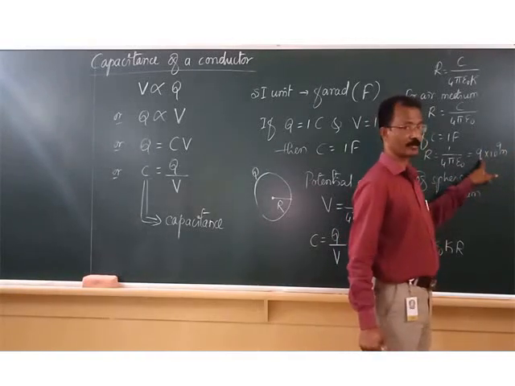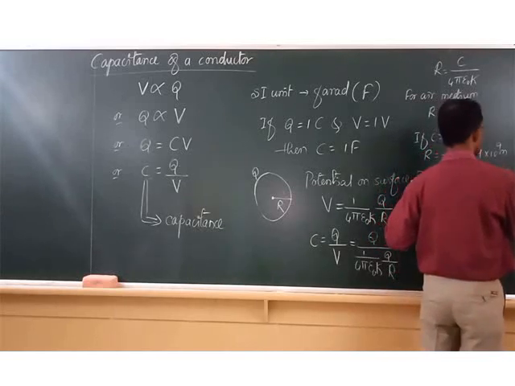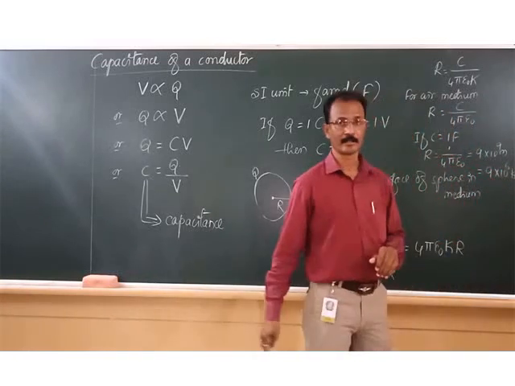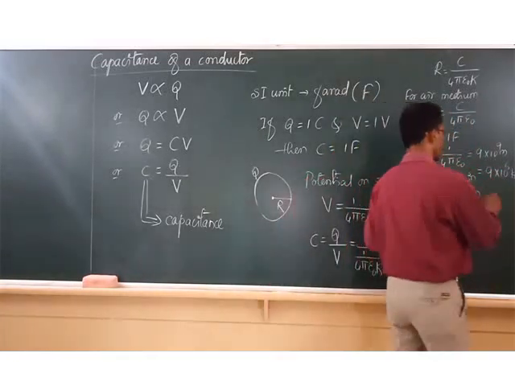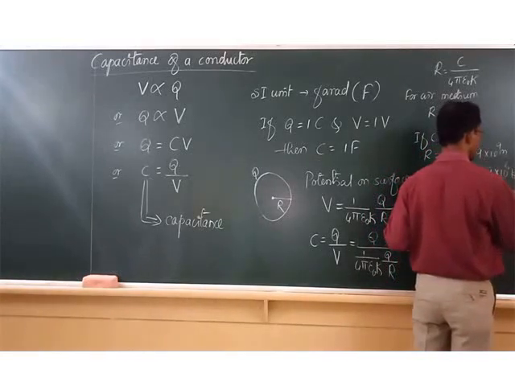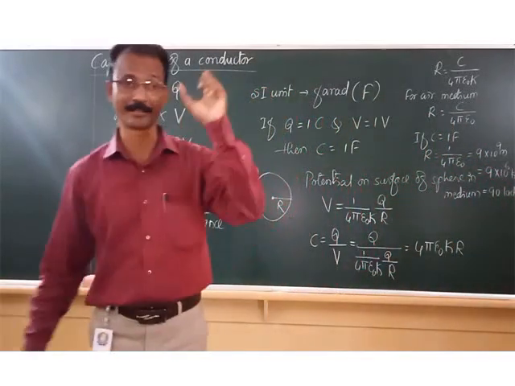Converting meter to kilometer, divide by 1000, 9 into 10 raised to 6 kilometer. 10 raised to 6 is 10 lakh, so 90 lakh kilometer. A 90 lakh kilometer radius conductor is needed.